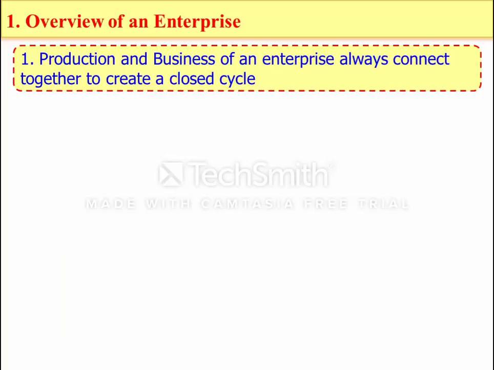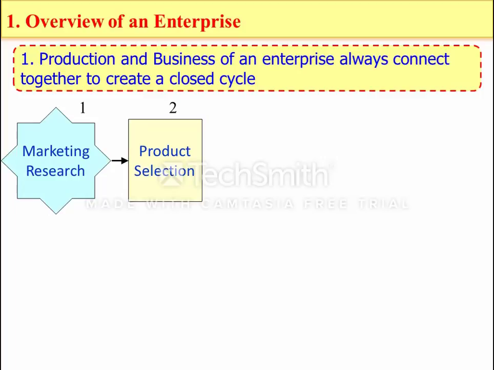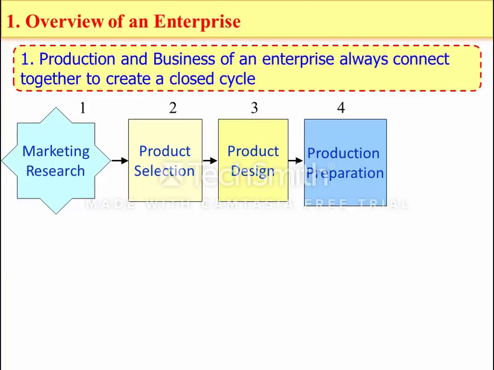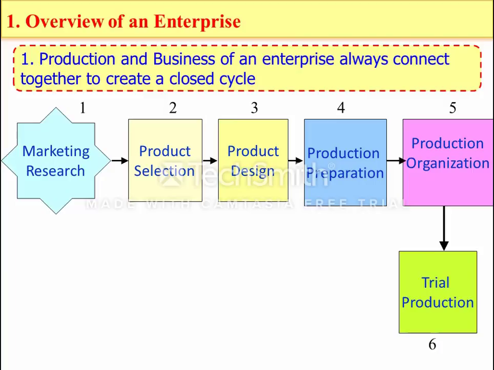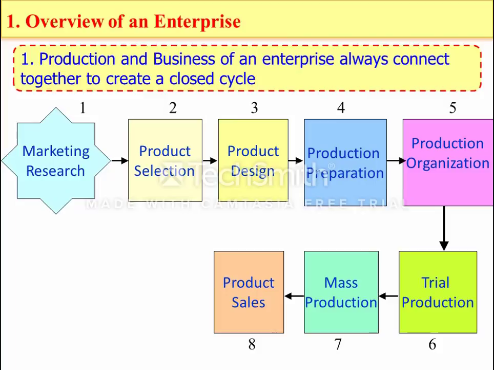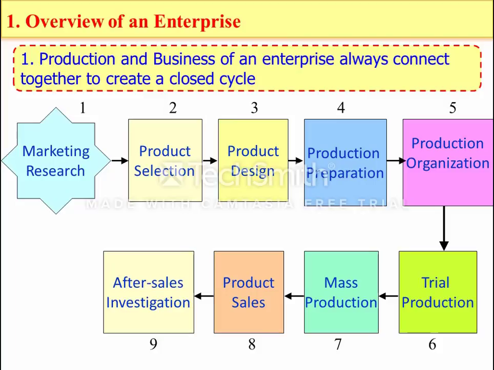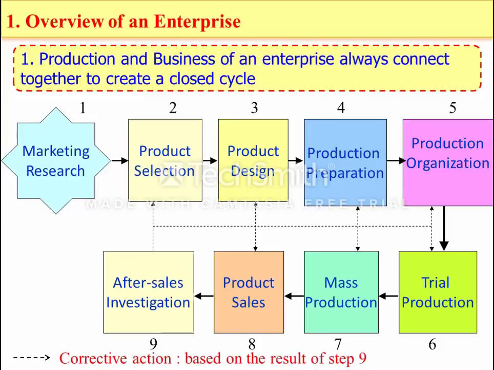The circle of production and business includes nine steps. Step 1 Marketing research. Step 2 Product selection. Step 3 Product design. Step 4 Production preparation. Step 5 Production organization. Step 6 Trial production. Step 7 Smart production. Step 8 Product sale. Step 9 The final after-sale investigation. And note, corrective action is taken based on the result of Step 9.